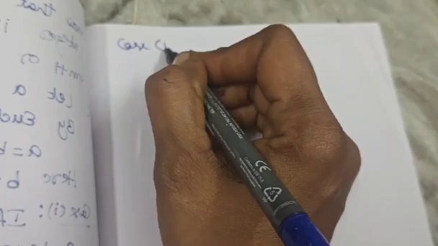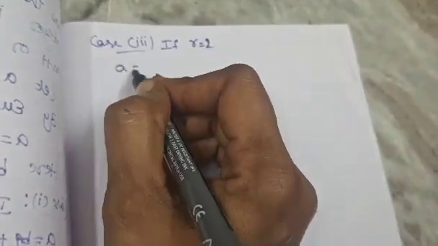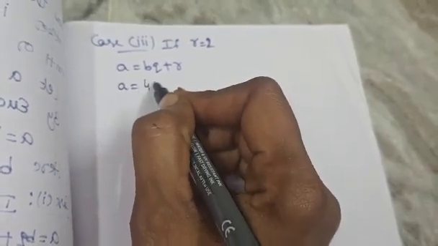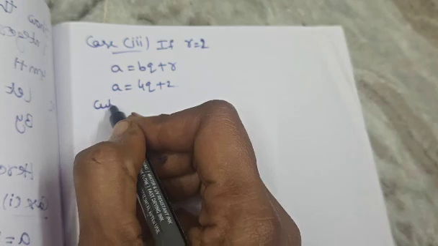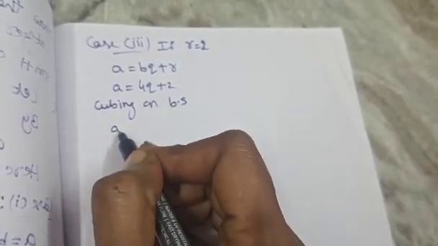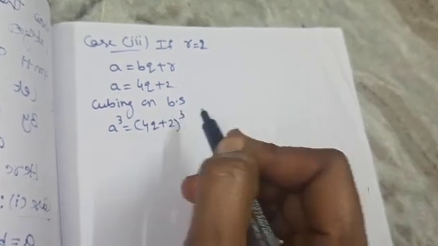What is the next case? Case 3. In case 3, what we have to take? If r equal to 1, that is completed now. If r equal to 2, a equal to bq plus r. What is the value of b? 4. So 4q plus 2. What we have to do now? Cubing on both sides. a cube equal to 4q plus 2 whole cube.